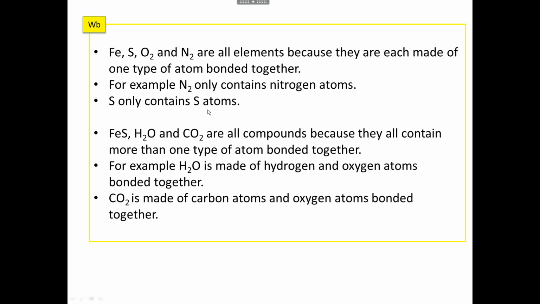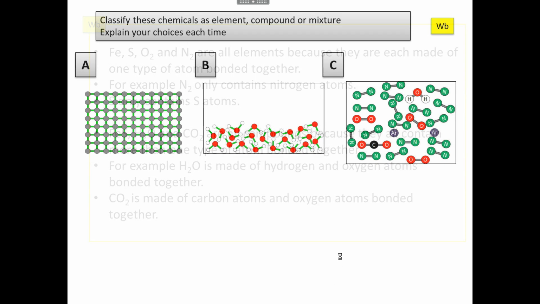Notice the detail in the writing. Use as much detail as you can to explain yourself. Let's move on to the diagrams.